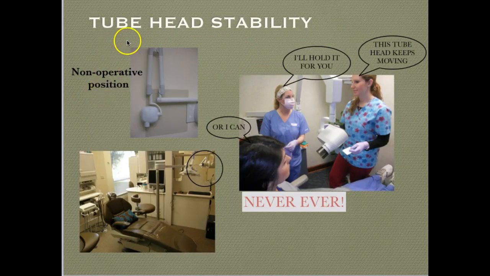You want to check for tube head stability. Your tube head shouldn't be drifting, like this assistant saying, this tube head keeps moving. One assistant says, I'll hold it for you. No one else should be in the room when the x-ray unit is exposing, and your patient shouldn't be holding it either. So you want to make sure that you can call a dental repair person to come and check that the arm is in good working order and that you don't have PID drift.